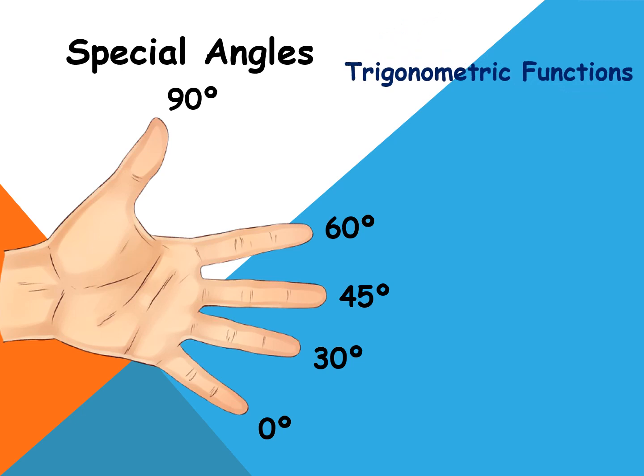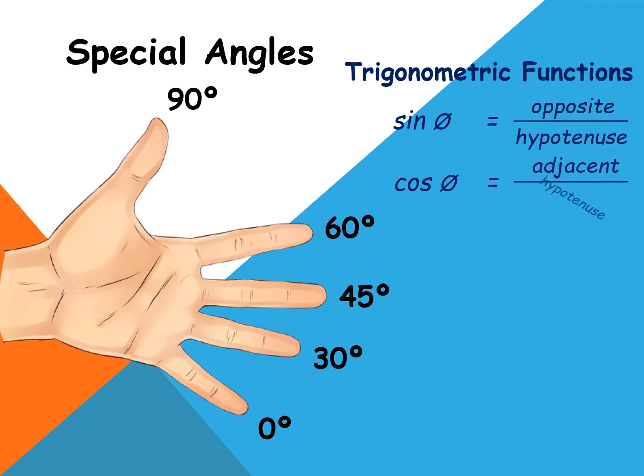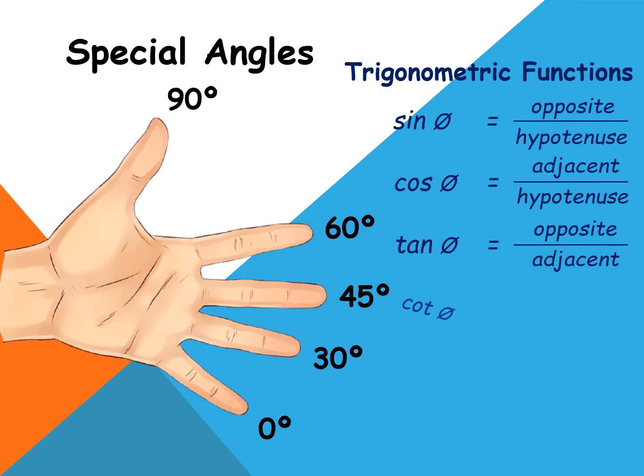Let's say, for example, sine theta is equal to opposite over hypotenuse. Cosine theta is equal to adjacent over hypotenuse. Tangent theta is equal to opposite over adjacent. And cotangent theta is equal to adjacent over opposite, since cotangent is the reciprocal of tangent theta.